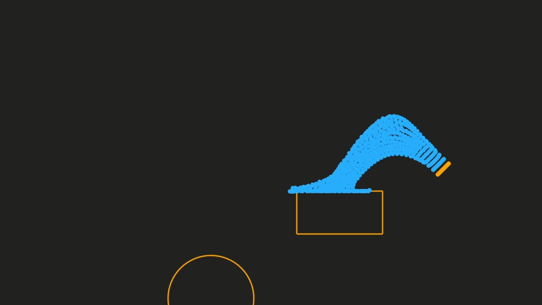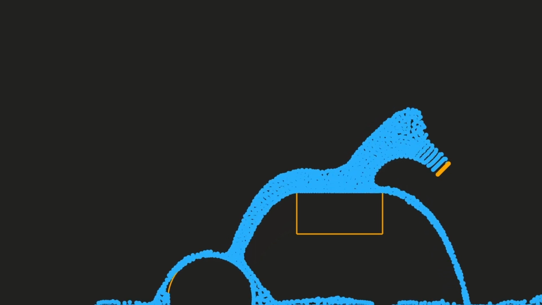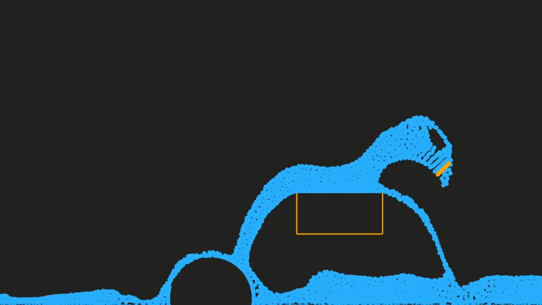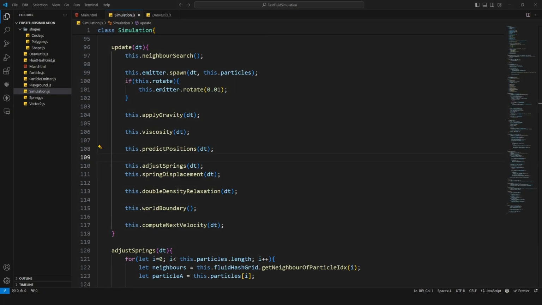Hello and welcome back. In this episode we are finalizing our one-way rigid fluid coupling so that we have a basic collision for our particles against our shapes. So let's jump right to the code and implement that. Okay, back to Visual Studio.